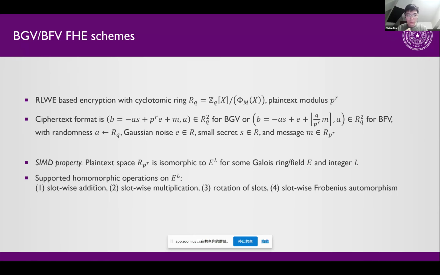And the SIMD property means that the plaintext space, which is R_{p^r}, is isomorphic to L copies of some Galois ring or field called E. And the supported homomorphic operations on this array of E include slot-wise addition, multiplication, Frobenius automorphisms, and the rotation of the slots.